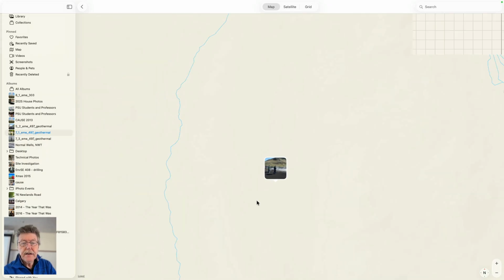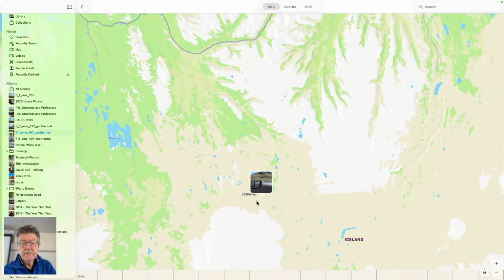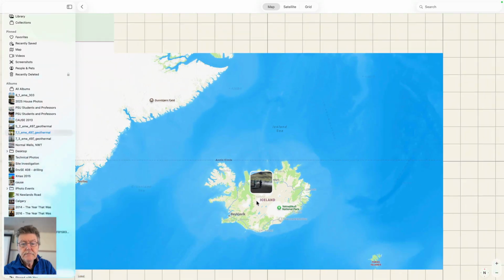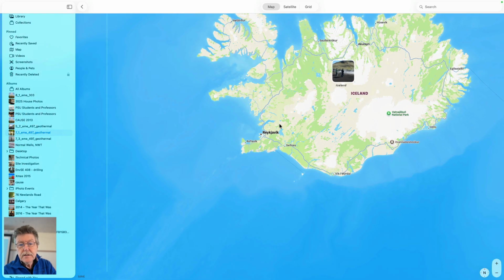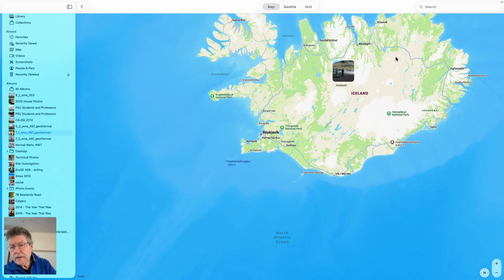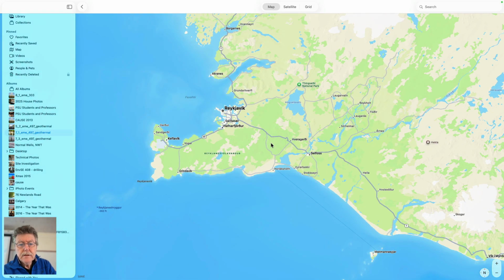This is Svartsengi, I think, in Iceland. So I don't think that's the actual location. Mid-Atlantic Ridge coming up into Iceland and across the Reykjanes Peninsula. Many of the geothermal plants here. Krafla, I think, is up here also. And so the main accessible geothermal plants are close to Reykjavik.